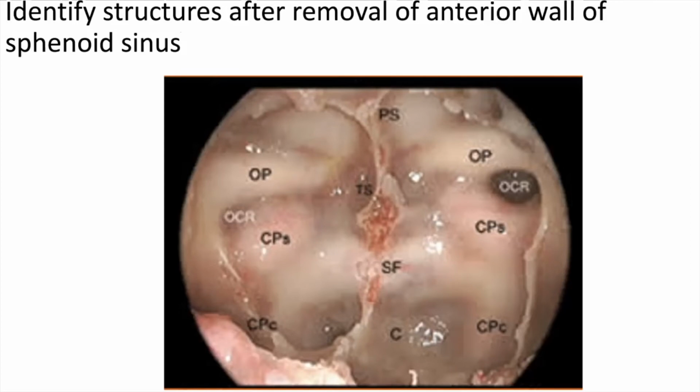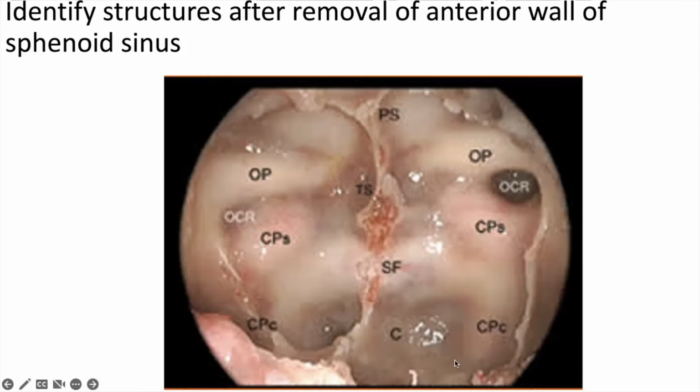So identify all structures in the sellar floor after removal of the anterior wall of the sphenoid sinus. You should be able to see all these prominences: the prominences of the optic nerve, the prominences of the carotid, and the recess in between. So the lateral recess in between the optic nerve and the carotid is the lateral opticocarotid recess, the medial opticocarotid recess, and then there is a sellar floor, clival recess, and this is the carotid artery in the cavernous portion.